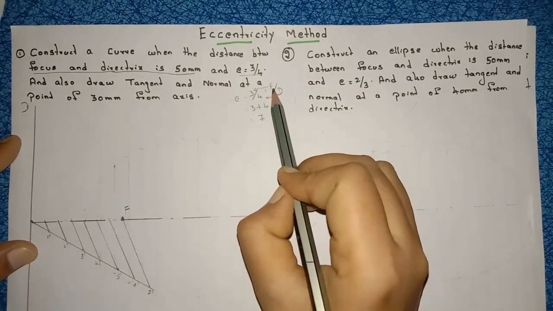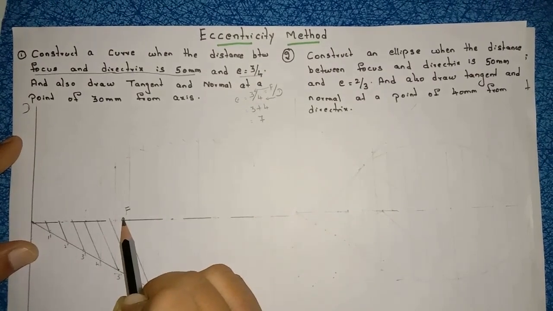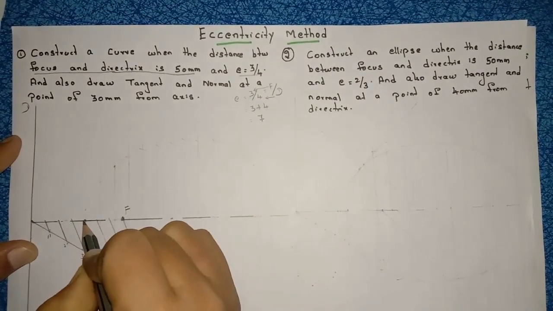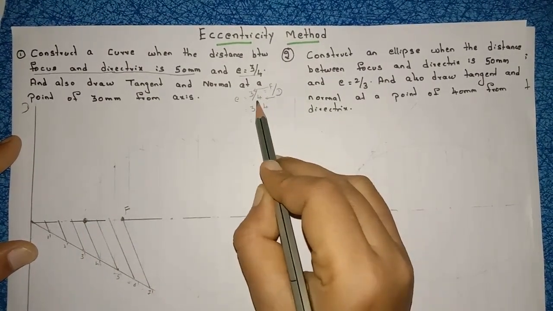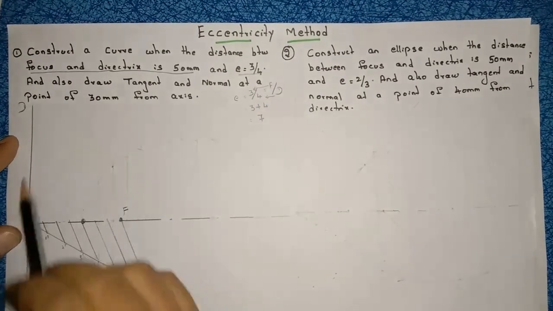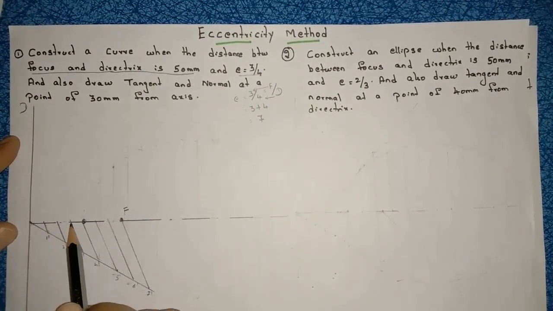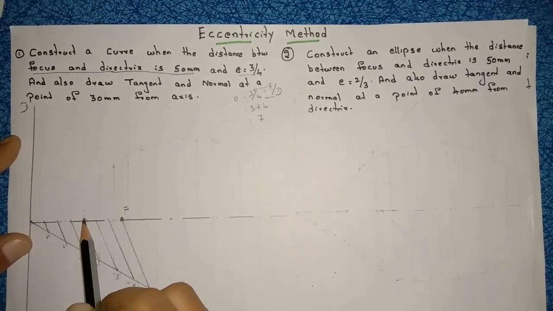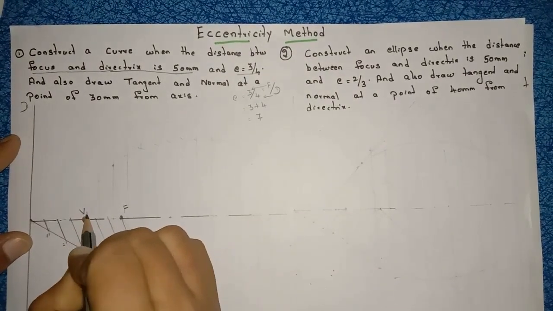So from the focus you have to mark the third point. This is the focus, so 0, 1, 2, 3. This is the point. From the directrix you have to mark the fourth point, right? So this is the directrix line. From here 0, 1, 2, 3, 4. This is the common point. You will get the common point from focus and directrix. So this is the vertex v1.